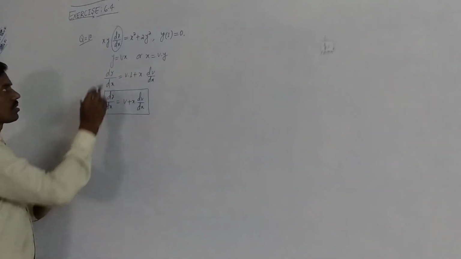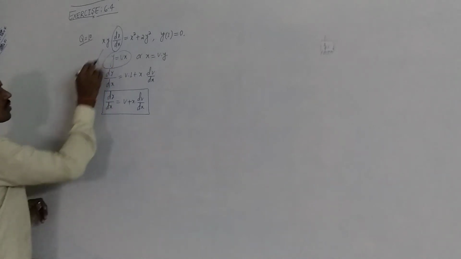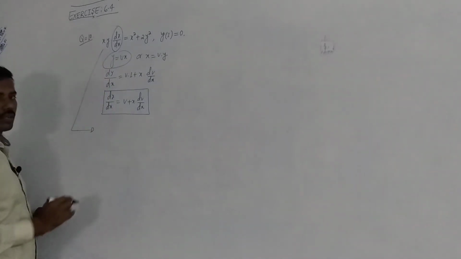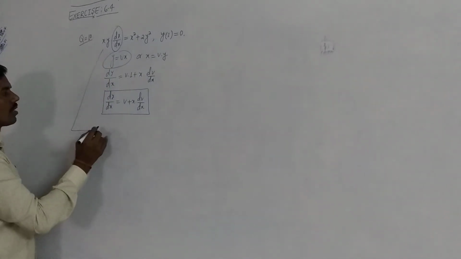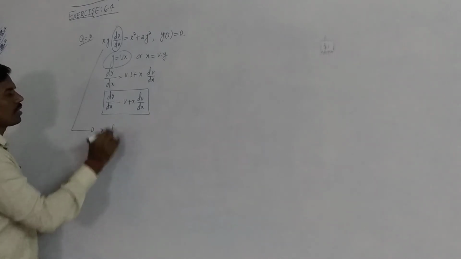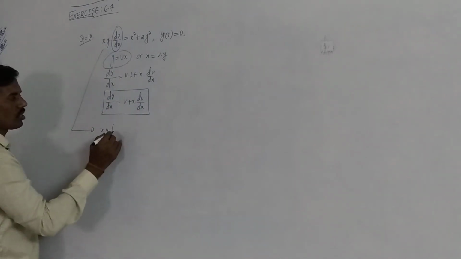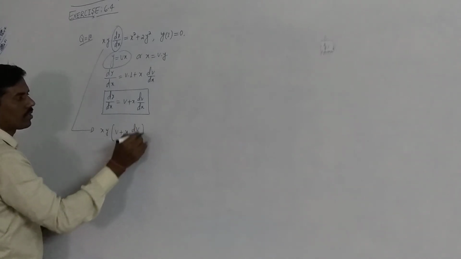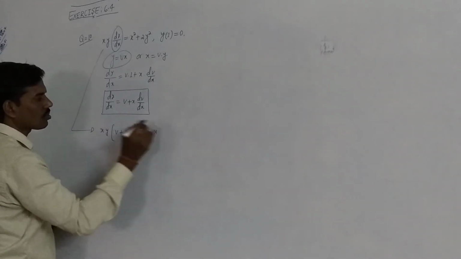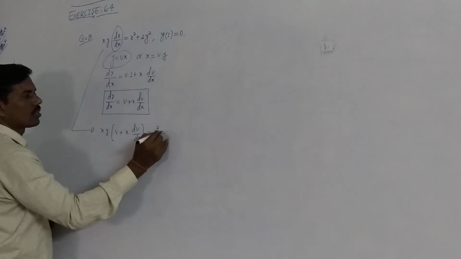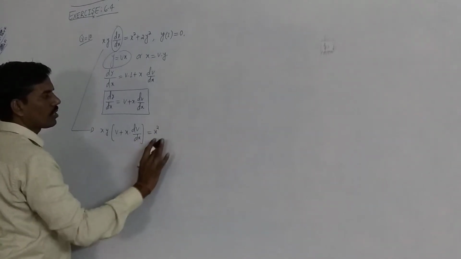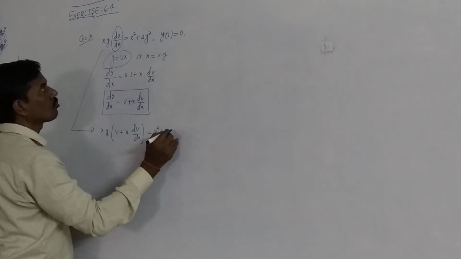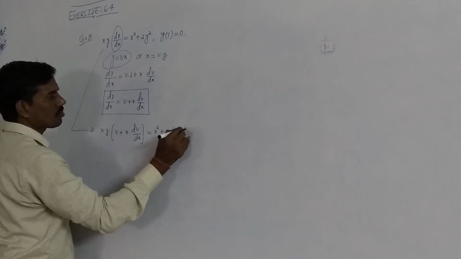Let us change the substitution in the given homogeneous differential equation. So x y into dy by dx, we have to write x into vx into (v plus x dv by dx), is equal to x square plus 2 into y square, which means v square x square.